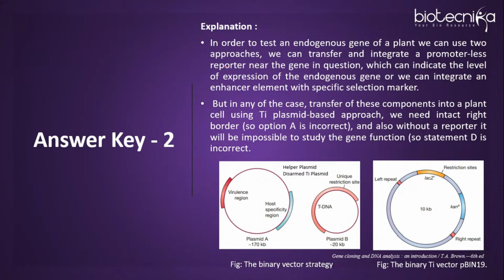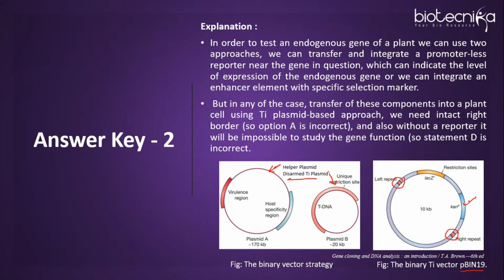So I was telling you about the binary vector. See, a binary vector is a pair of plasmids. One is a helper plasmid, the one which carries the vir genes, and another is a disarmed Ti plasmid. We call it disarmed because it does not contain the oncogenes. The most common, and the first, binary Ti vector which was developed was pBIN19. You can see it has left repeat and right repeat along with tDNA.